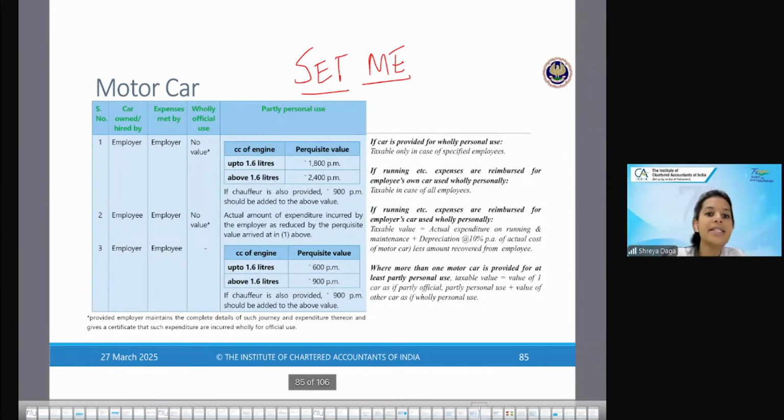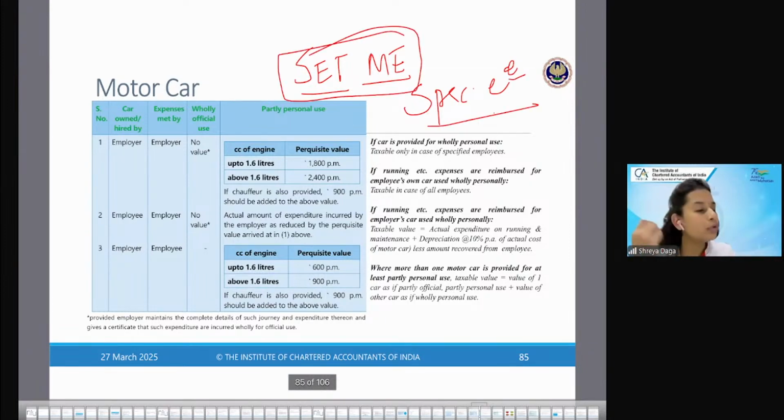C category. What happens with C category? It is taxable only for specified employee, right? So this set me, when you see it, it should ring a bell in your head that you need to see it through a different lens. It is going to be taxable only for specified employee, and if the employee is specified, only then you calculate the value of this perquisite, otherwise it is not required. Okay, all right, chalo.